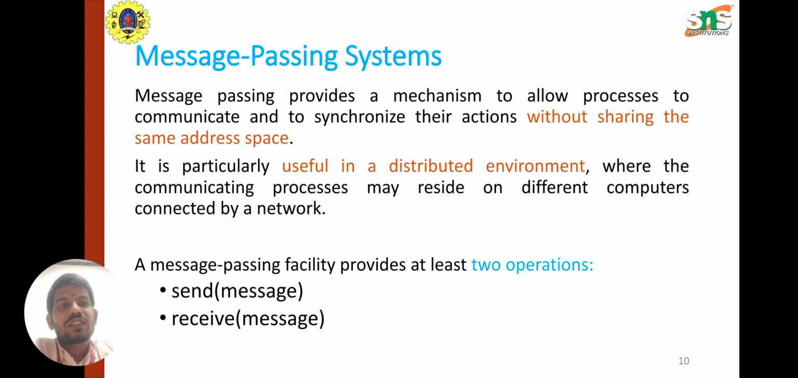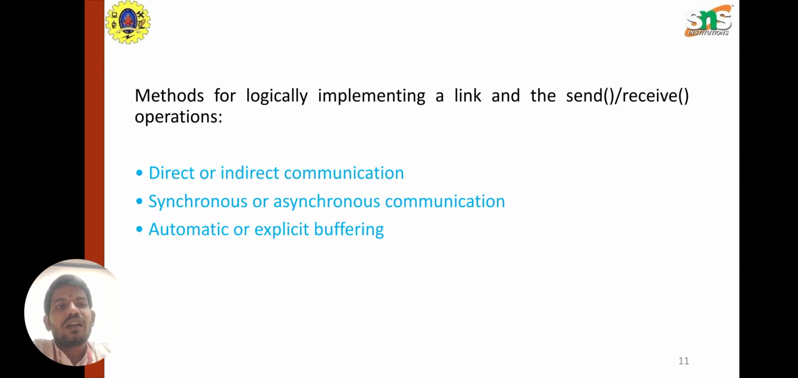Next, the message passing system. Message passing provides a mechanism to allow processes to communicate and synchronize their actions without sharing the same address space. It is particularly useful in a distributed environment where the communicating processes may reside on different computers connected by a network. Message passing facilities provide at least two operations: send and receive message. Methods for logically implementing a link and the send and receive operations include direct and indirect communication, synchronous and asynchronous communication, and automatic and explicit buffering.